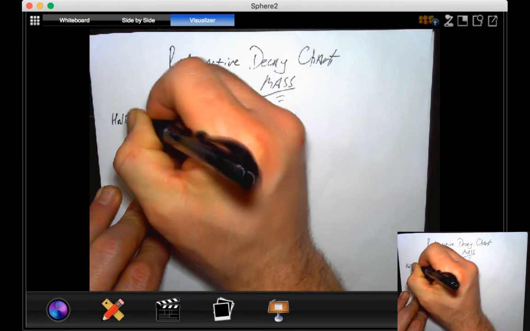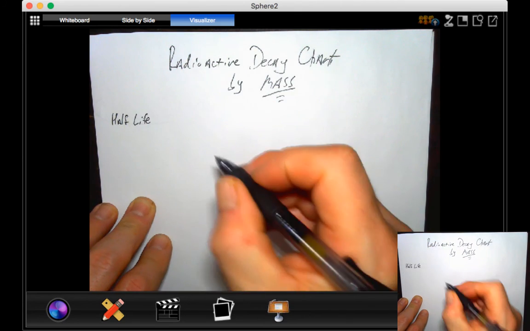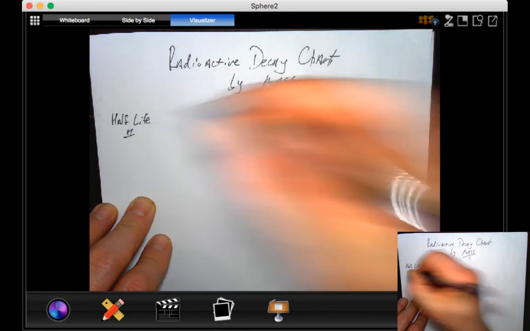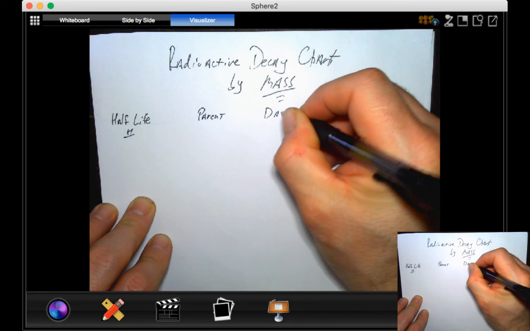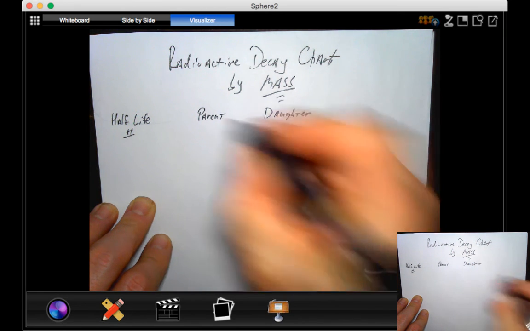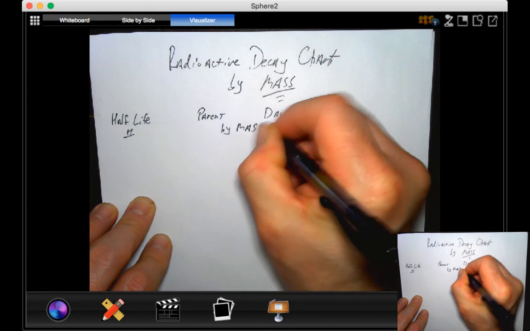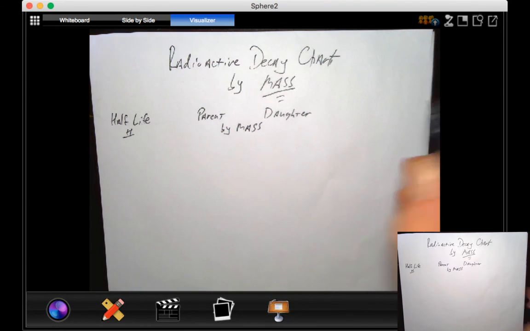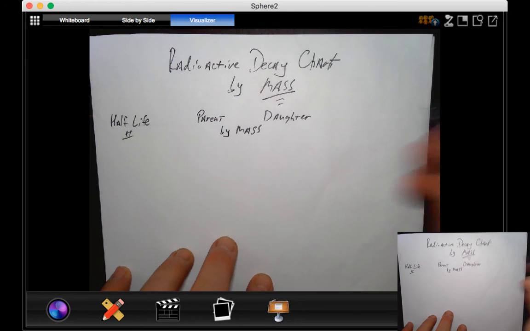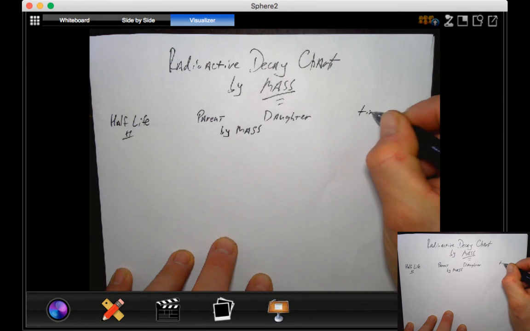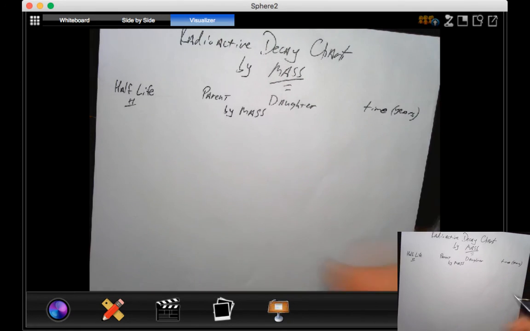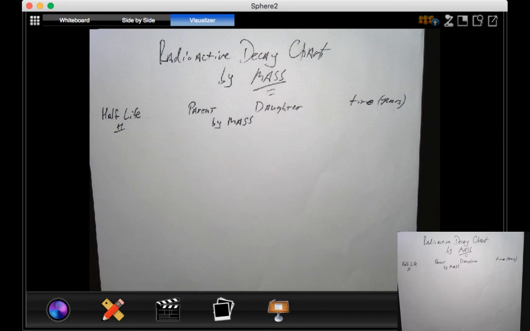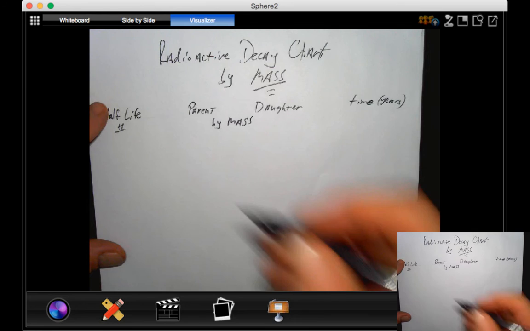Our first column is going to be half-life. All right, half-life number. But now we're going to have our parent, daughter, and this is going to be by mass. So usually it's grams, it could be anything. It could be kilos, it could be pounds, it could be whatever. And finally, our last one is still time, and this is years. And just as a heads up, if you watched the other video already, you know that time is really dependent on your isotope. So we're going to talk about that further and later on.